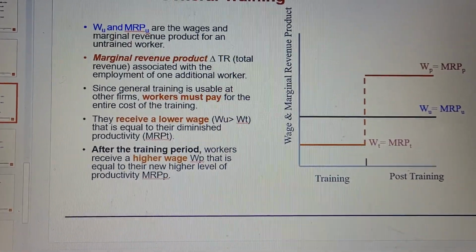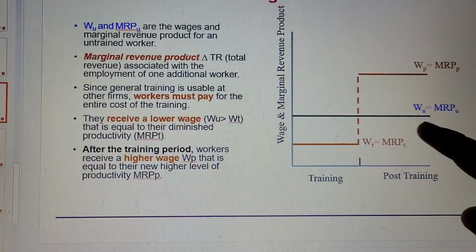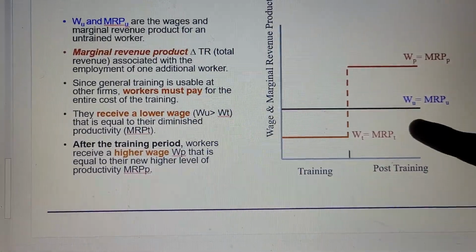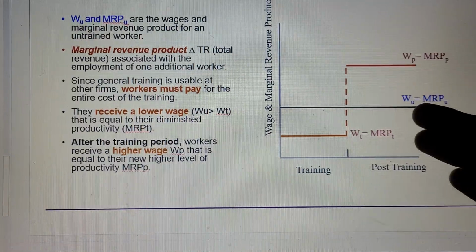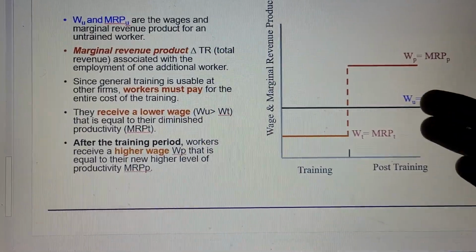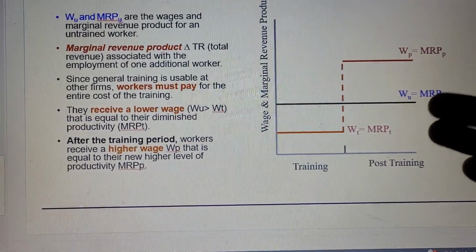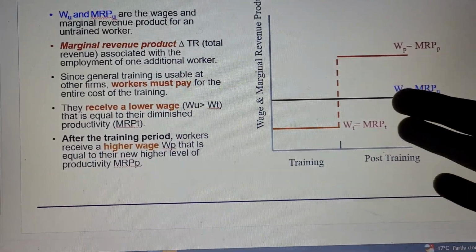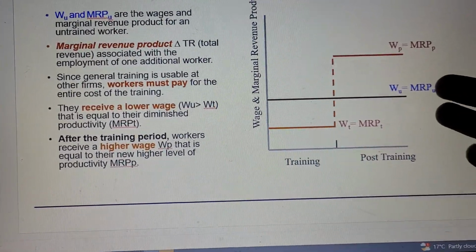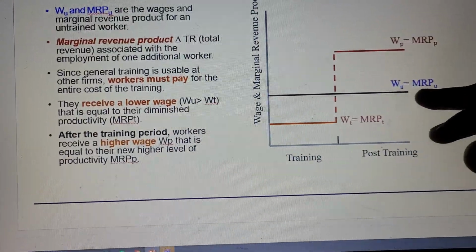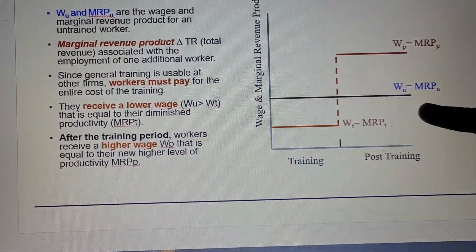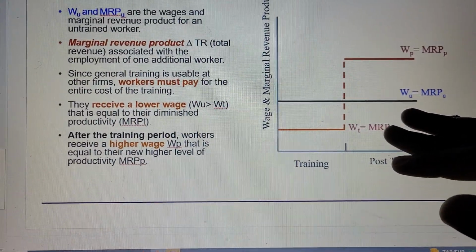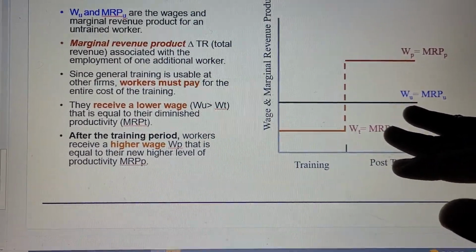But W equals MRPU. What does this mean? This means that the wages of an untrained worker equals the marginal revenue product of an untrained worker. So these wages equal your productivity, and this is when you are untrained. So this is what this line represents. And this is the starting basis for an untrained worker. Yeah, that's all you need to know.